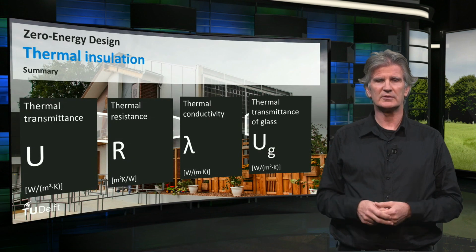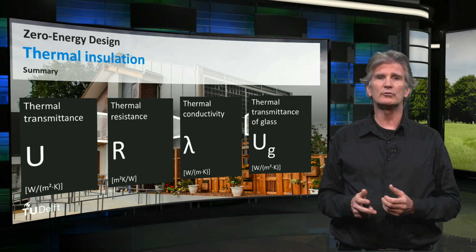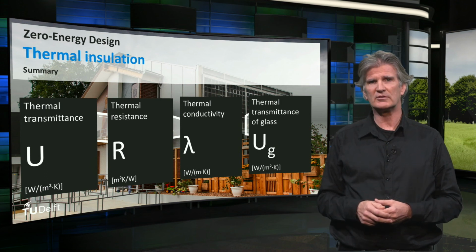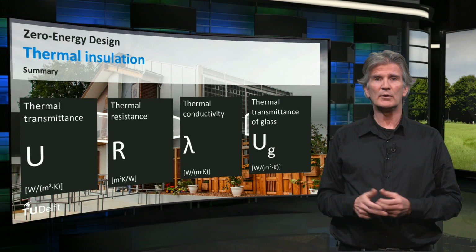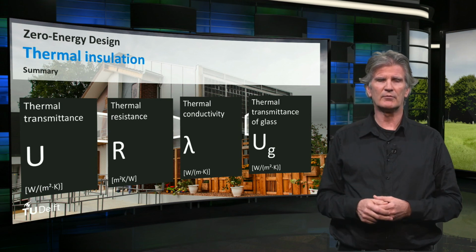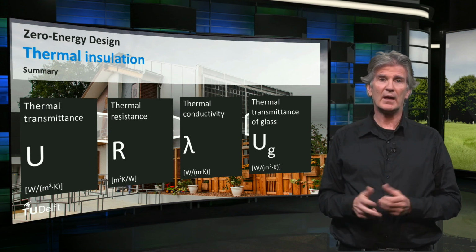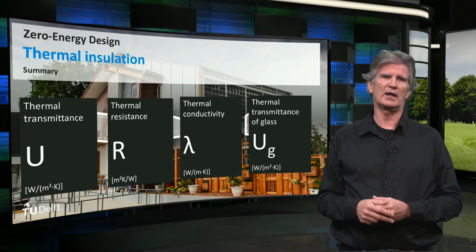To summarize, you learned what the thermal transmittance of a building element is and how it is determined by the thermal resistance of the layers, which is determined by the thermal conductivity of the building materials. And you learned how the thermal transmittance of glass can be reduced.